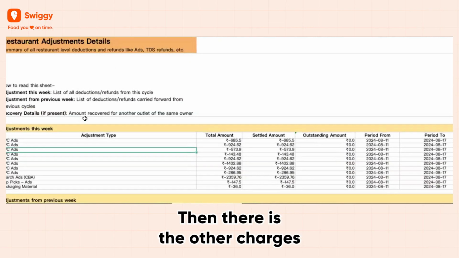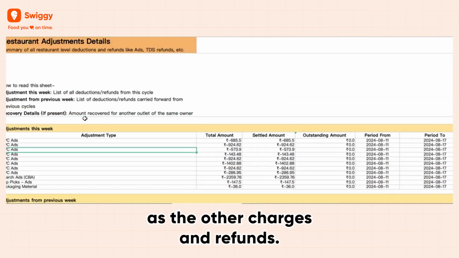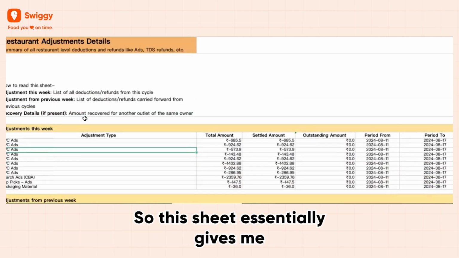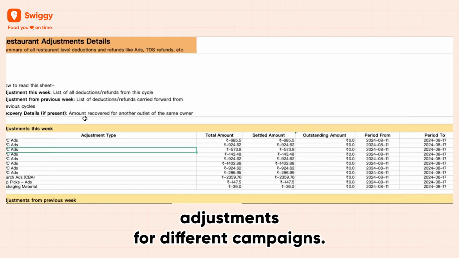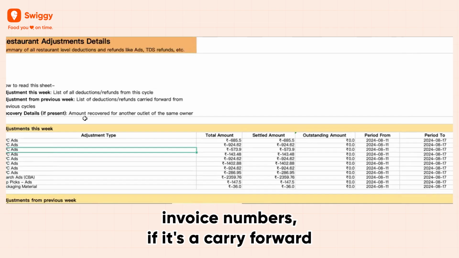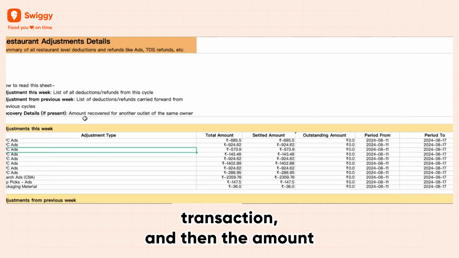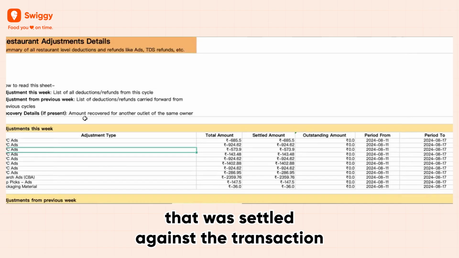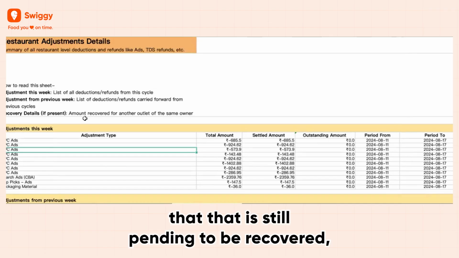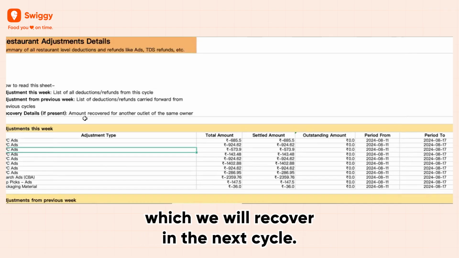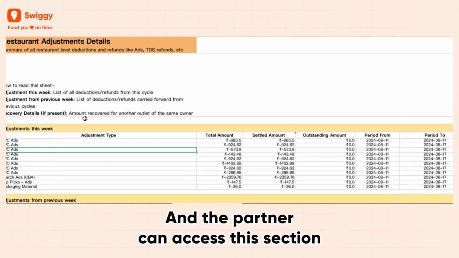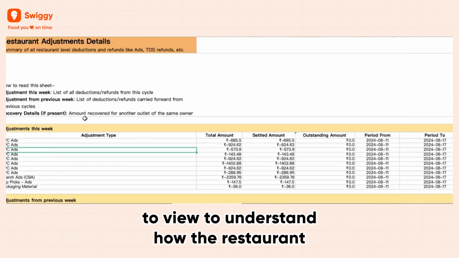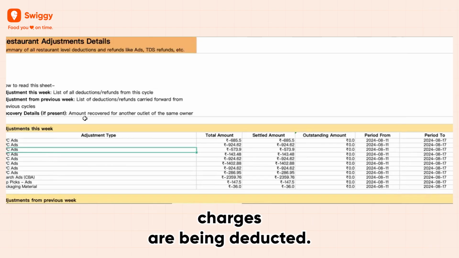Then there is the other charges, the restaurant adjustment detail section, right? Which we also call the other charges and refunds. So this sheet essentially gives me a breakdown of all the adjustments, the restaurant level adjustments for different campaigns, the various invoice numbers if it's a carry forward transaction, the amount that was settled against the transaction, and the amount that is still pending to be recovered, which we will recover in the next cycle. So that view can be seen here, and the partner can access this section to understand how the restaurant charges are being deducted.